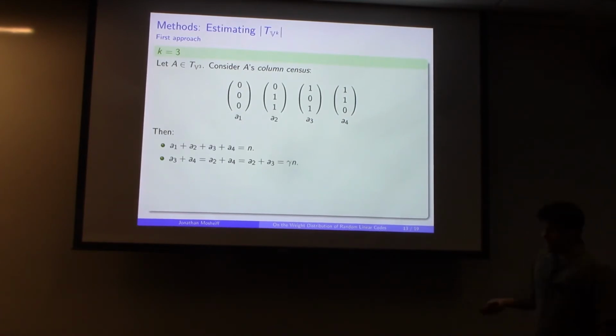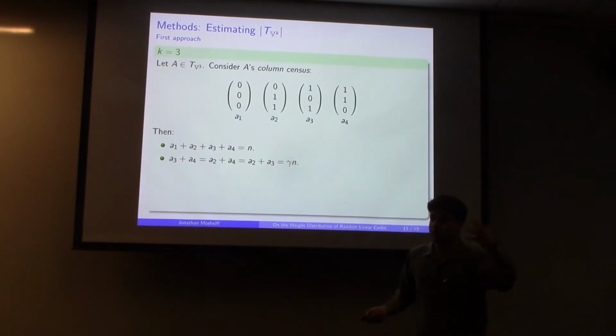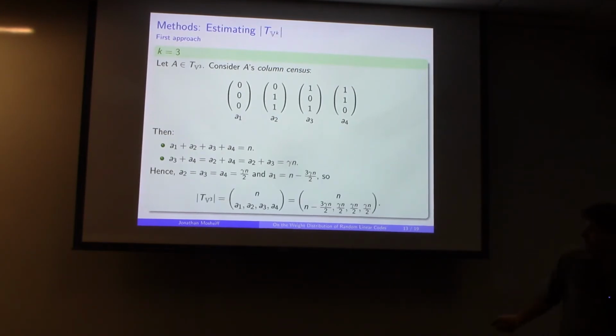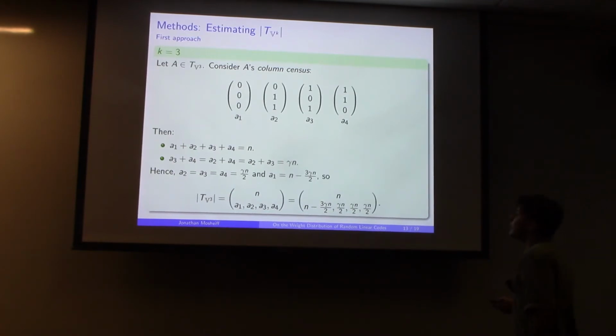So this actually yields a set of equations because we know that the number of columns in general needs to be n. So this is the first equation. And also we get these three equations which say that A3 plus A4 is the number of columns that have 1 in the first row, so this needs to be gamma n. And the same for the other two pairs, so in the second and the third row we also get gamma n. So these are 4 equations in 4 variables, so we can actually solve them, and then we know that the number of such matrices is exactly this multinomial coefficient, and we're fine. So this makes us a bit optimistic about this computation.